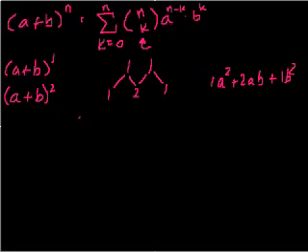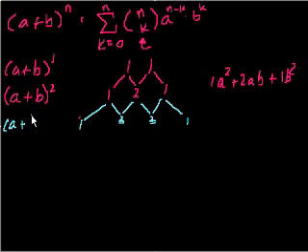Now let me arbitrarily switch colors. So 1 plus 2 is 3. 2 plus 1 is 3. Bring down the 1. Bring down the 1. And now we have the coefficients for a plus b to the 3rd, which was the very first thing we did, where we actually multiplied it out. Now we just know the pattern.